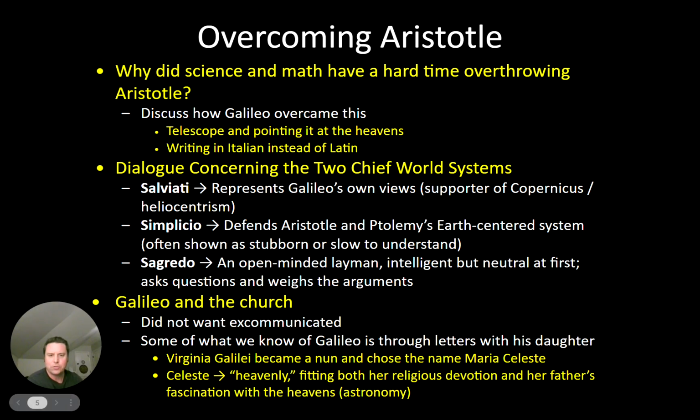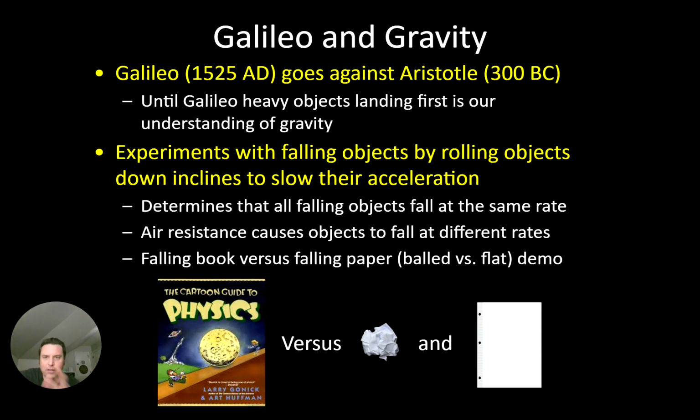She ended up becoming a nun and took the name Maria Celeste. And I just thought it was interesting with the name Celeste that it's heavenly, right? I don't know if it's Latin, I think it's Latin for heaven. Well, it's definitely something heavenly, but it's either Latin or Italian. So it took into her religious views, but also her father's views about the heavens and space. So it was interesting. So Galileo and gravity.